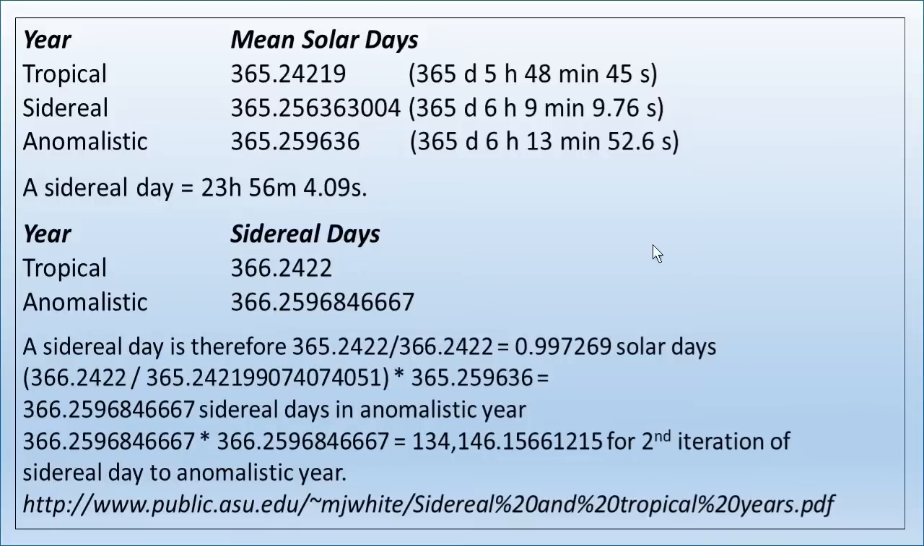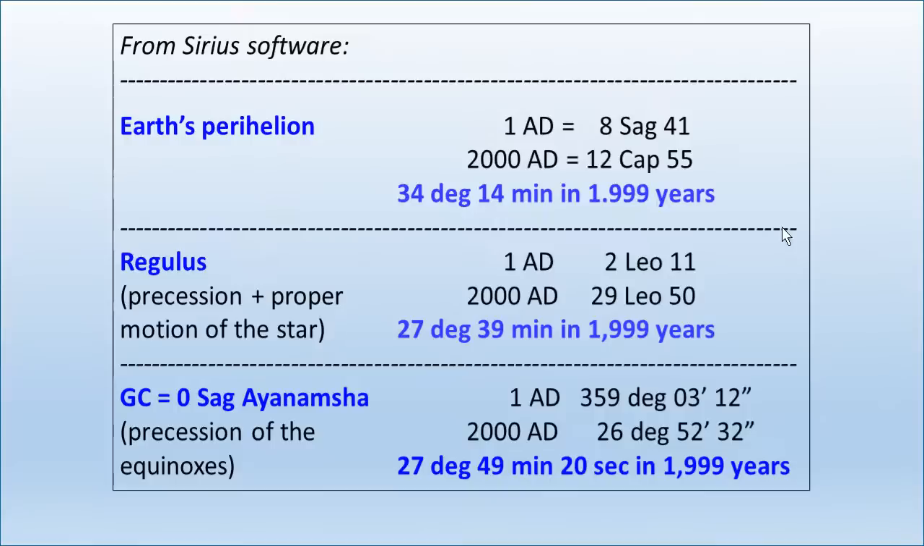Okay, and here I have some calculations. We don't need to go over this, about how we come up with 365.25960, how all these numbers, if you compare them to each other, they're all going to add up properly. Now, let's go on to the next slide.